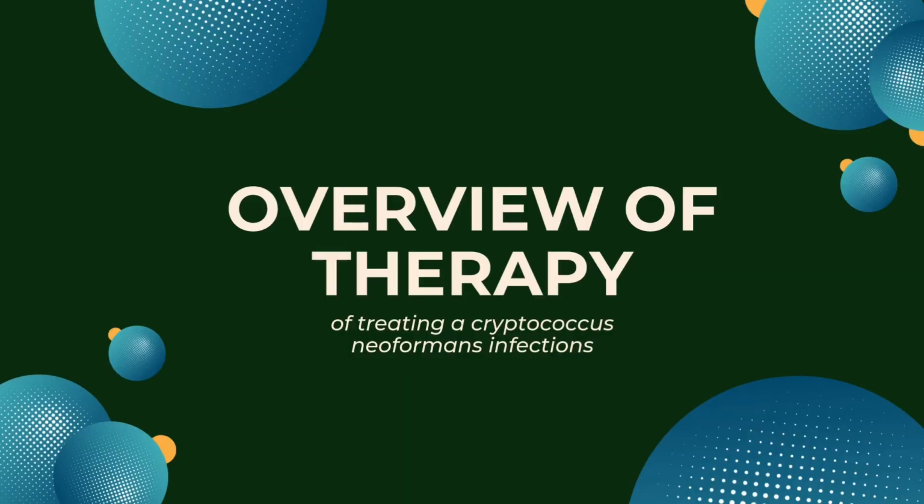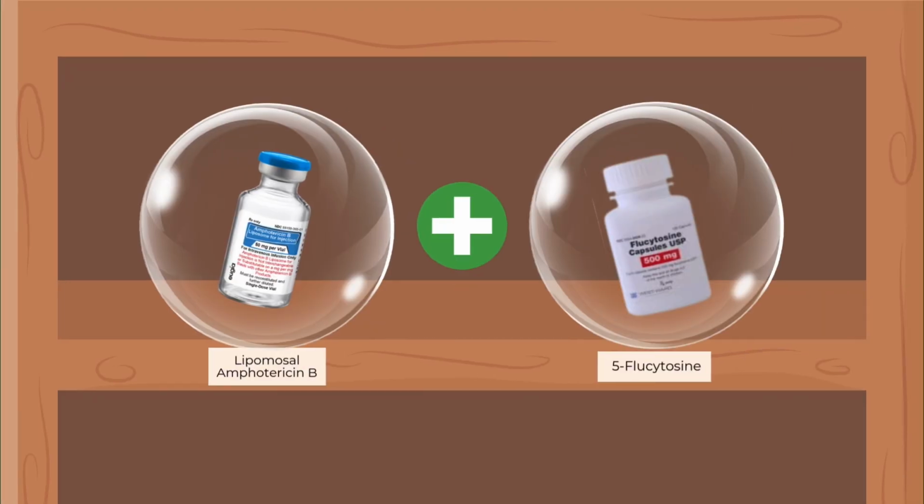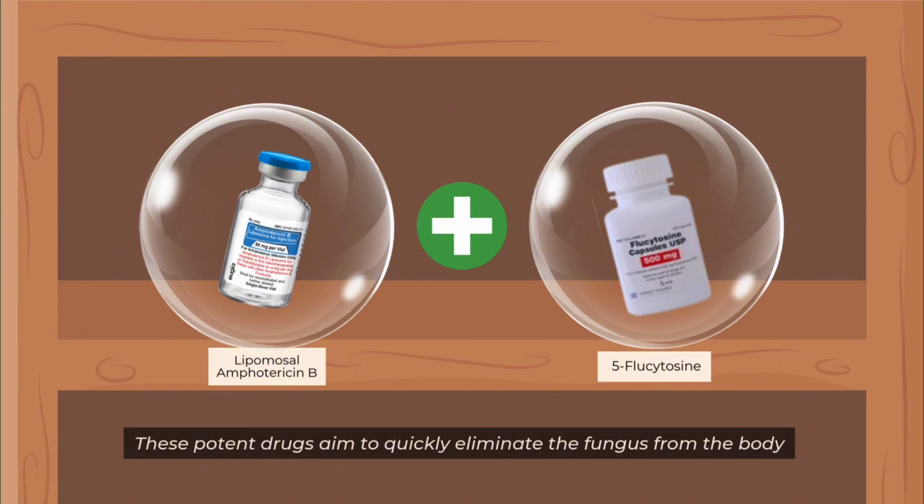Treating a Cryptococcus neoformans infection requires a careful, multi-phase approach tailored to the patient's immune system. The first goal is to reduce the fungal burden, especially in the central nervous system. First-line therapy includes liposomal amphotericin B or amphotericin B deoxycholate combined with 5-flucytosine. These potent drugs aim to quickly eliminate the fungus from the body, especially in serious cases of cryptococcal meningoencephalitis.